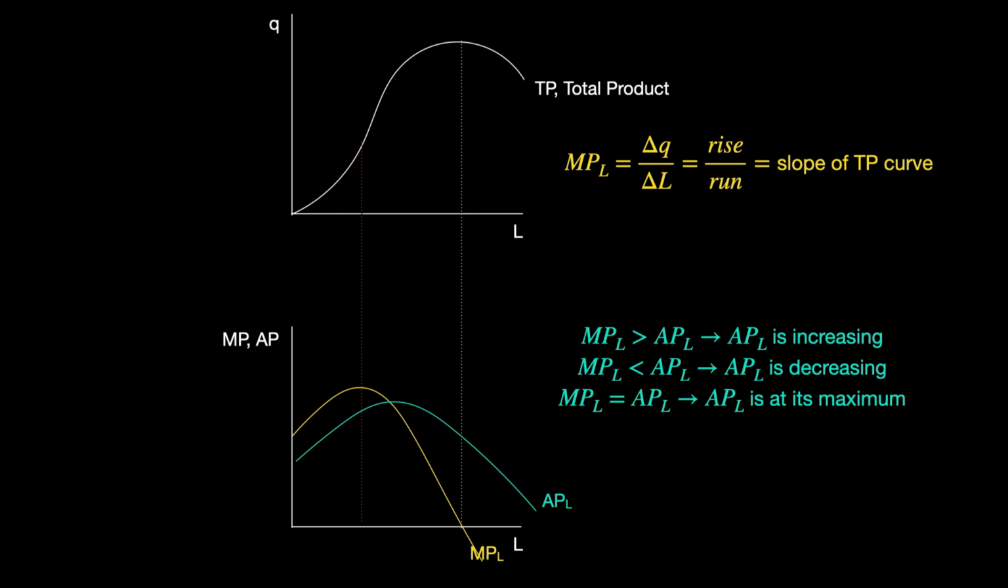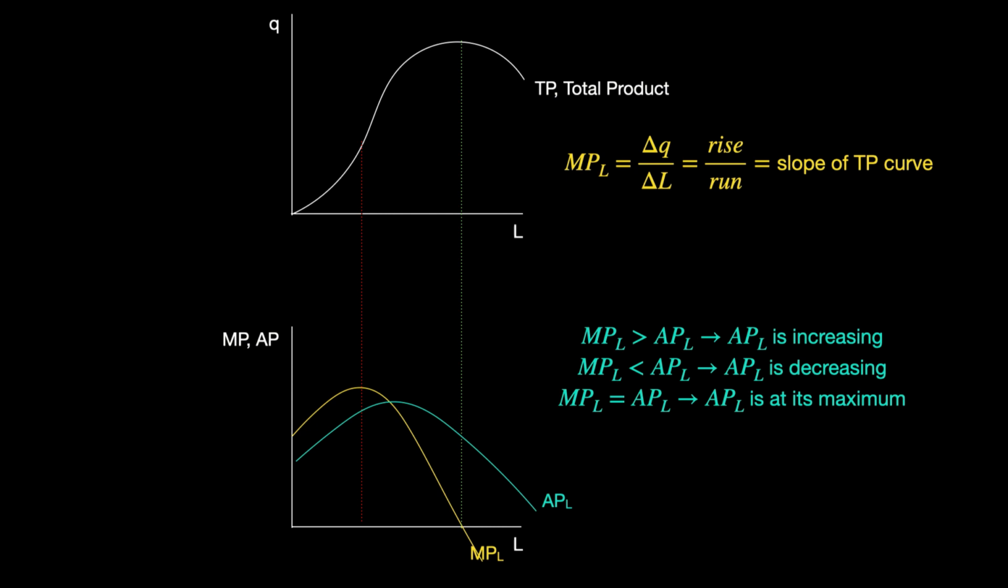The blue curve represents the average product of labor. Once again, you can see that when the marginal product of labor is greater than the average product of labor, the average product of labor is increasing. When the marginal product of labor is less than the average product of labor, the average product of labor is decreasing. When they are equal to each other, the average product of labor is at its maximum.